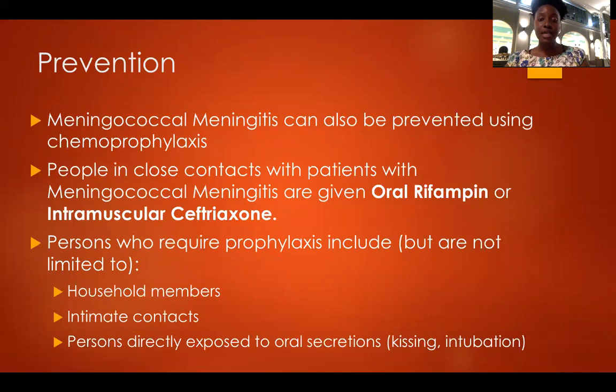People in close contact with patients with meningococcal meningitis are given oral rifampin or intramuscular ceftriaxone. Persons who require prophylaxis include, but are not limited to, household members, intimate contacts, and persons directly exposed to oral secretions, such as during kissing or intubation.